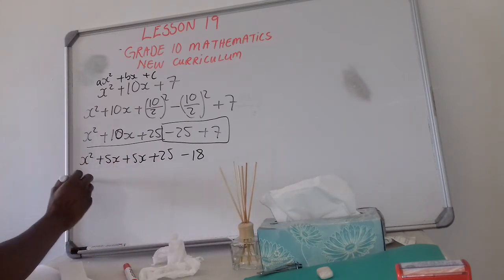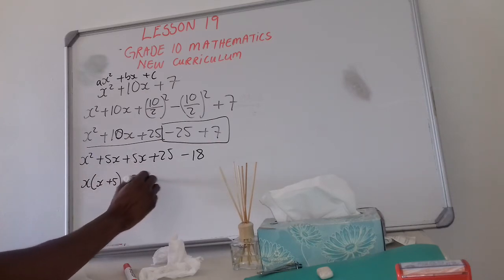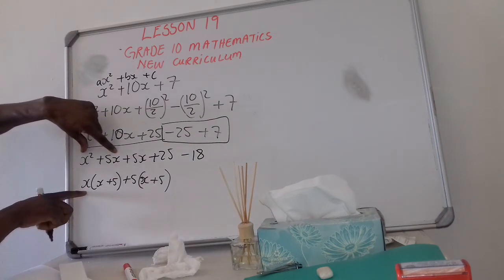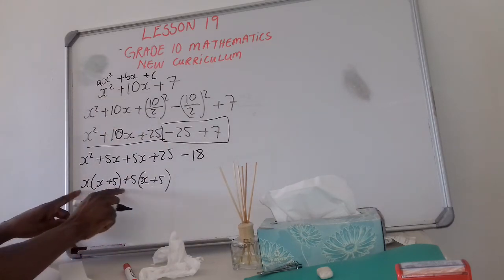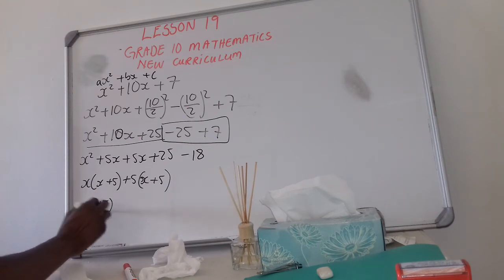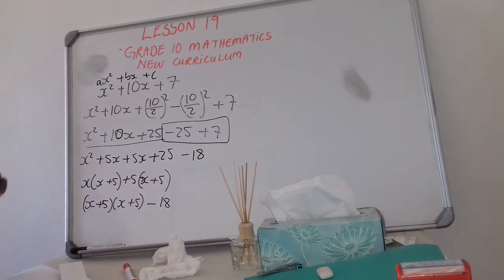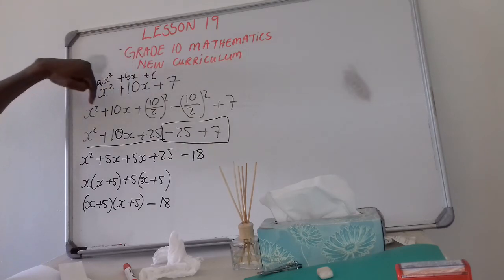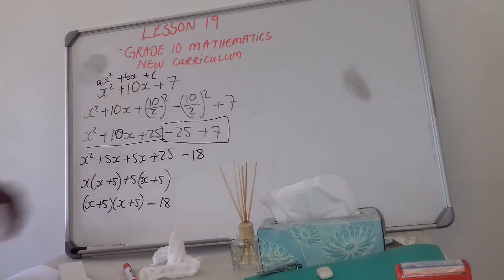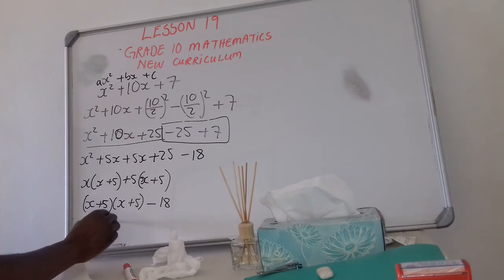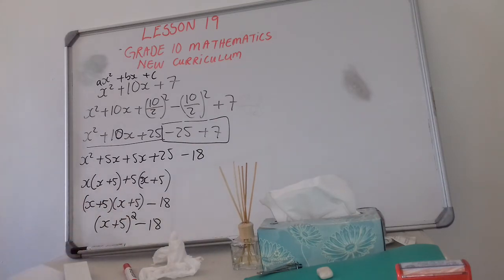We factorize by grouping: x times (x plus 5) plus 5 times (x plus 5). The common factor here is x, that's why I factored it out. The common factor here is 5. As you can see, what is inside the bracket is what is outside. That is (x plus 5)(x plus 5) minus 18. So I have now introduced a term so that these three I can factorize, and the other two simplify to minus 18. So now this can be written as (x plus 5) everything squared minus 18. Because the brackets are the same, I can just put a 2 there.